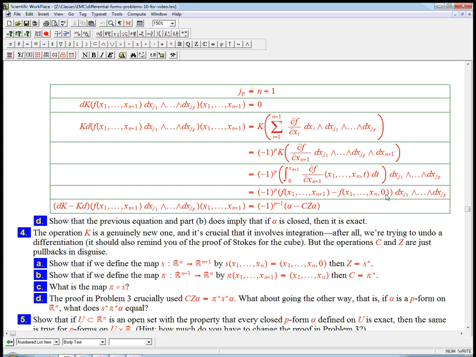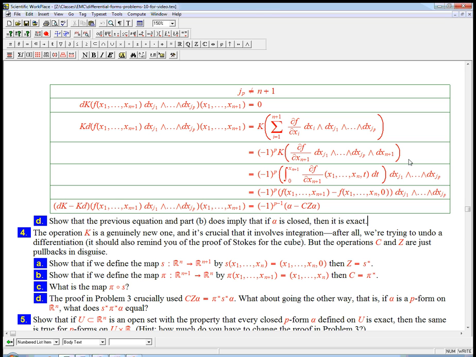Hey, let's see. If I take dk minus kd, all that does is 0 minus this. That turns it into a minus 1 to the p minus 1 f times this wedge, which is exactly what I started with. That's alpha. And the f with the xn plus 1 set to 0 is exactly cz alpha. And so I get exactly what I need in both cases. Okay, so now let's wrap it up.